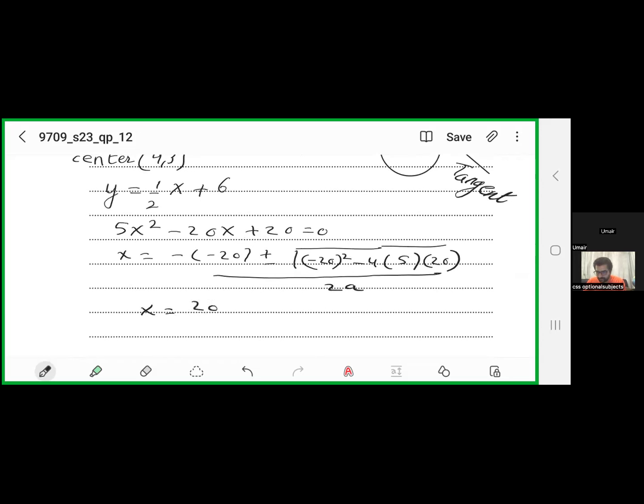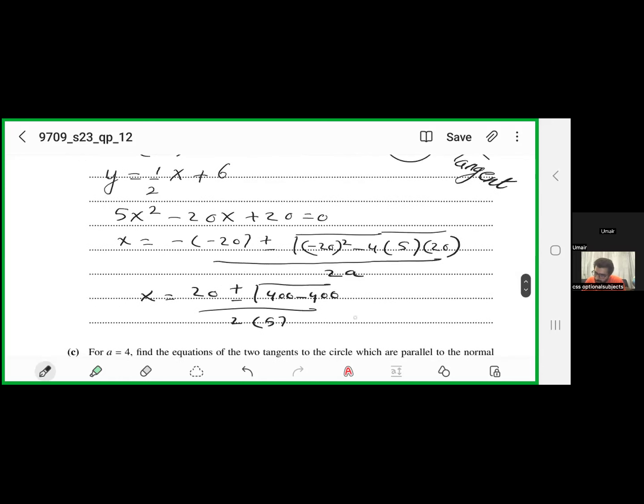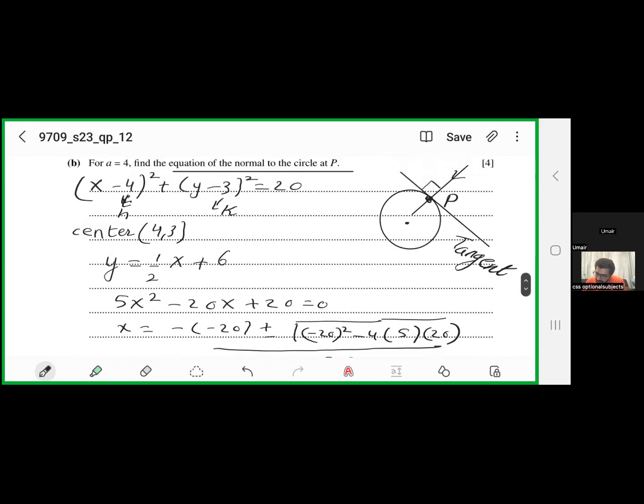This is 20 plus or minus the square root of 400 minus 400, over 2 and a is 5. So from here you get the value of x: 20, this will be cancelled, 20 over 10, 2. x is 2. When x is 2, what is the value of y?